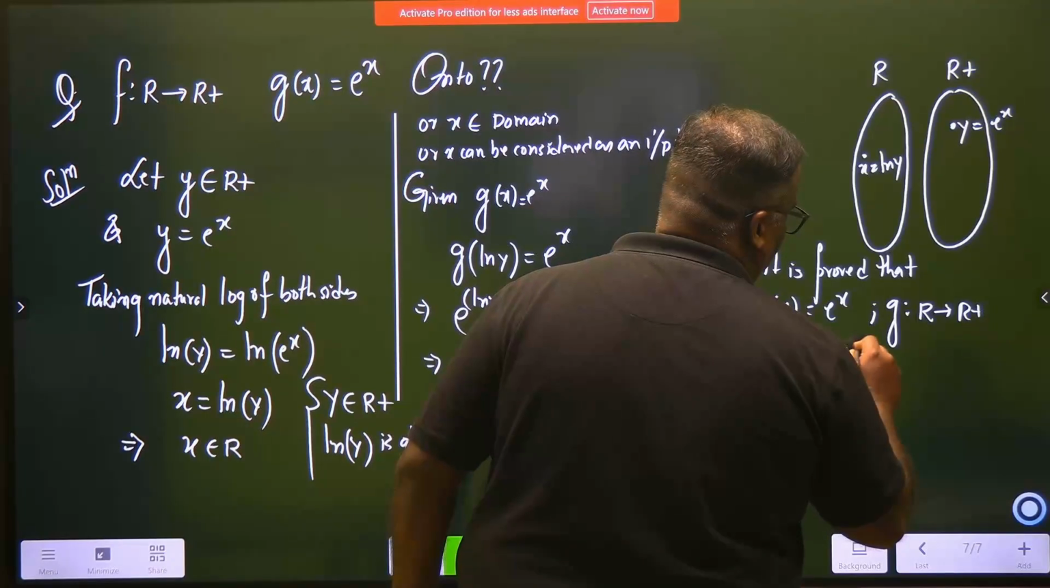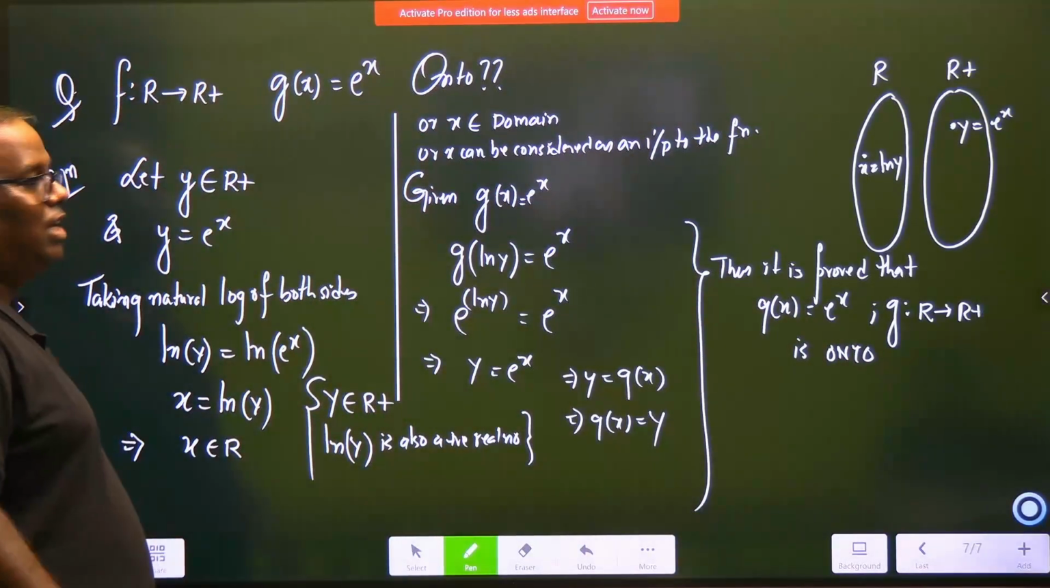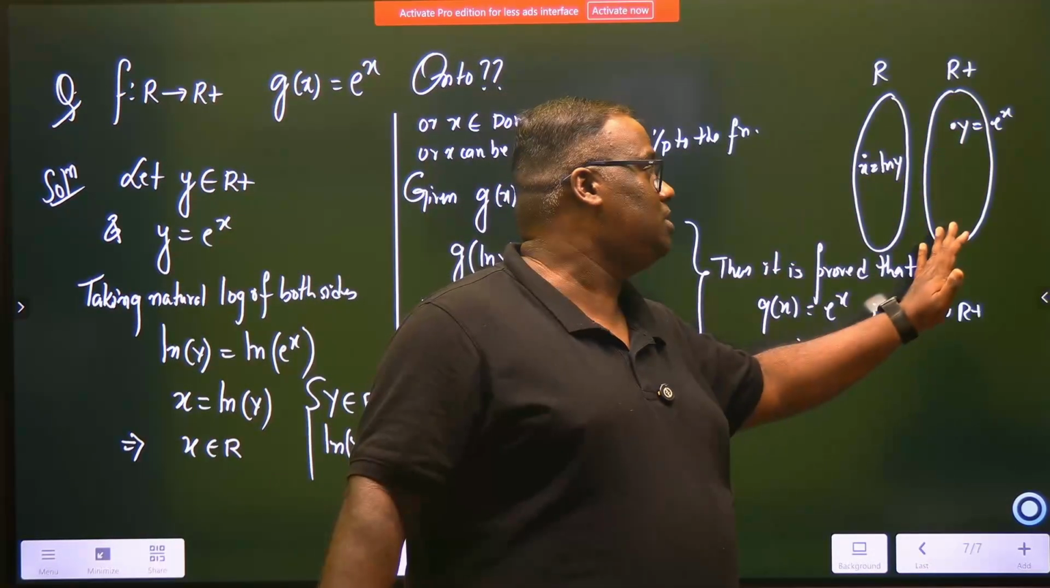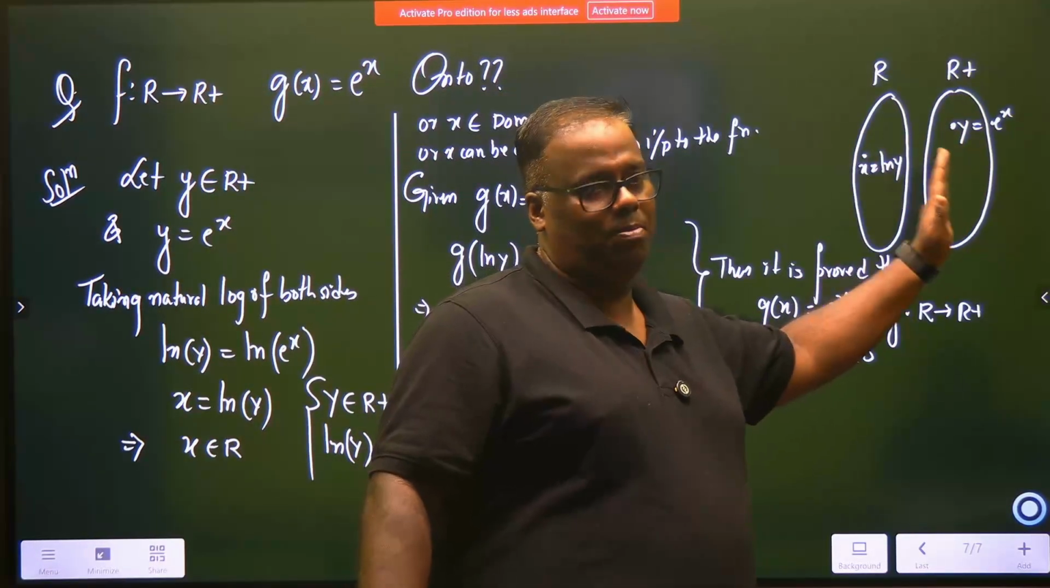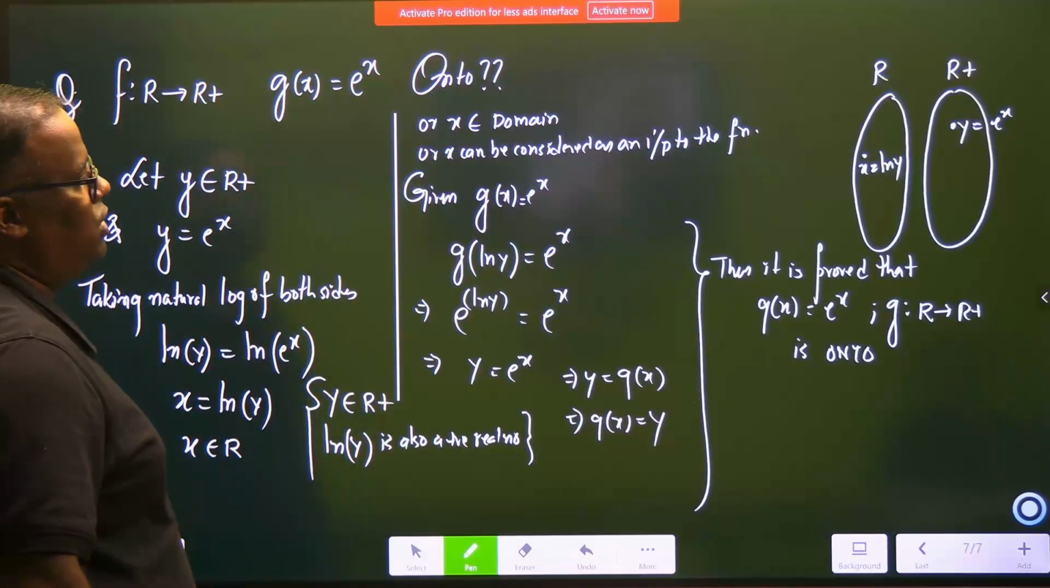g of x equal to e to the power x for a function g that maps from R to R plus is onto. Children, if it is a dotted diagram, it is very easy. In 1 mark, you can get a dotted diagram. Dotted diagram means the entire codomain should be used up and everything should have one mapping out here. No one should be left unused.